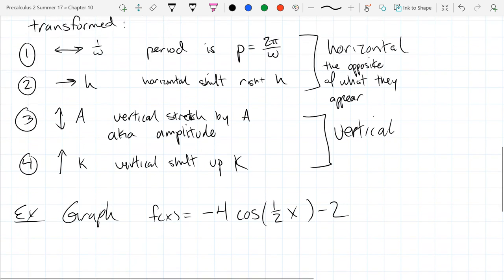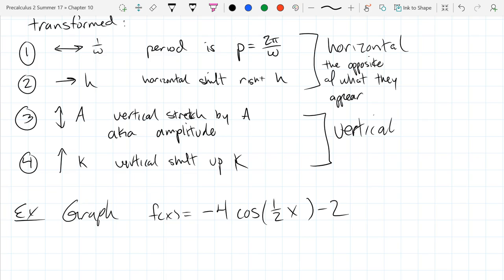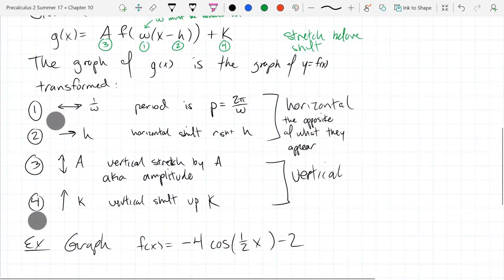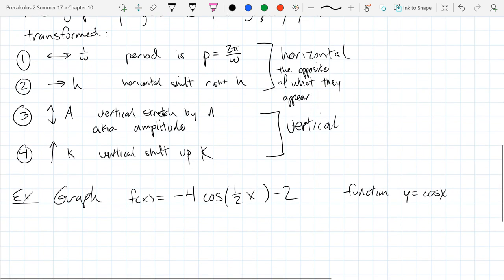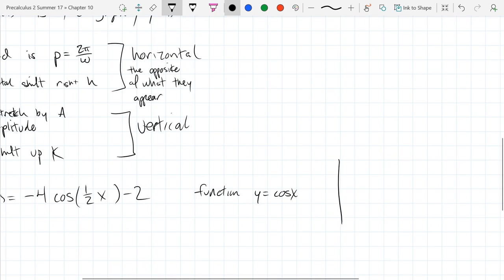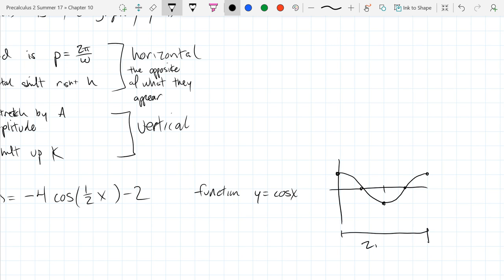So we do not have all four of the transformations happening. Which one do we not have? Looking at the general form, our base function is cosine x. We have to use cosine x, the only one we really know how to graph. And then we're going to look at the transformations happening. So I'm going to redraw what I remember about the cosine function. Starts at 1, ends at 1, negative 1. And of course, the period is 2 pi. This is the graph of the cosine function with no transformations. This is not the graph of our function.